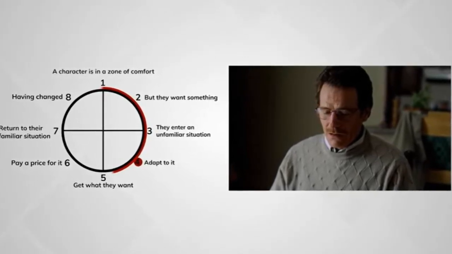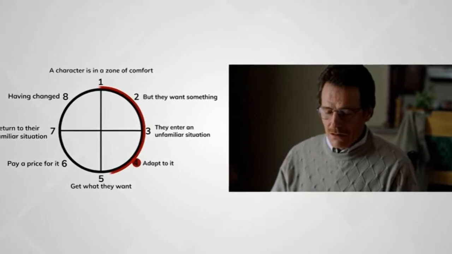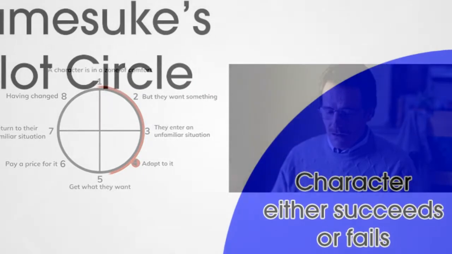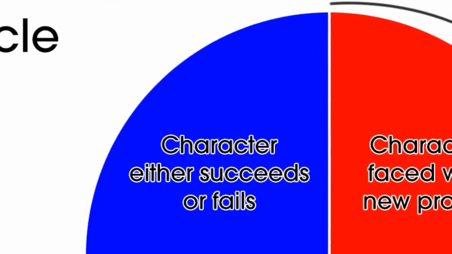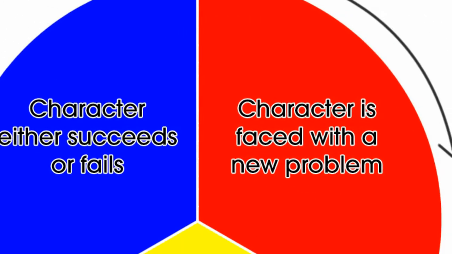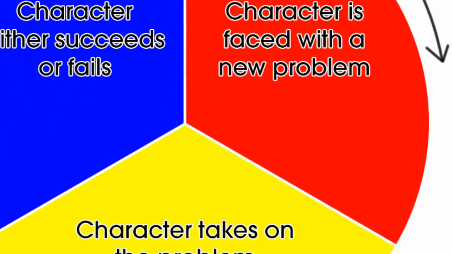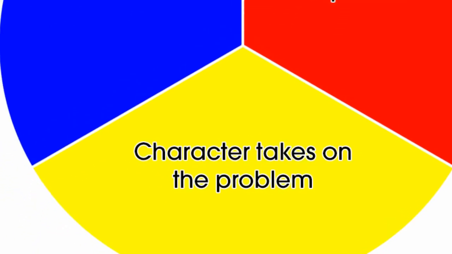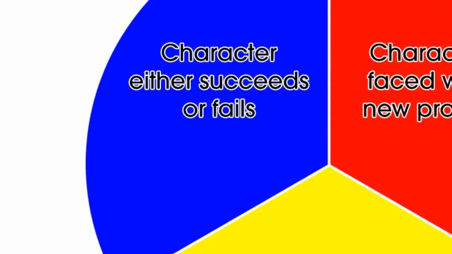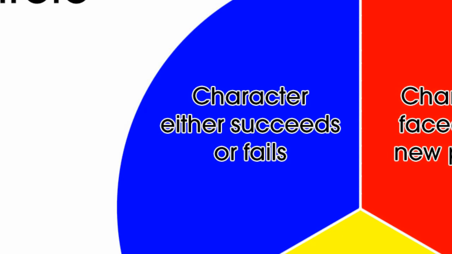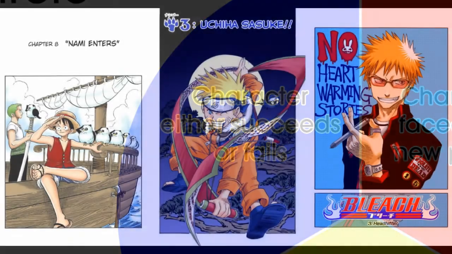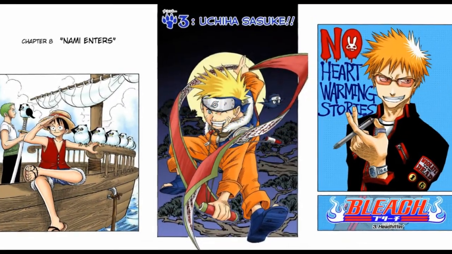This sparked the realization that I could make a more effective circle, and that's how I came up with Yumesuke's plot cycle. Instead of 8 steps, mine has 3. In step 1, the focus character is faced with a new problem. In step 2, the character takes on that problem. In step 3, the character either succeeds or fails. It's that simple. Unlike the story circle, steps don't need to be skipped here. You can watch me apply this technique to the first volumes of the Big 3 in my video titled, How to Make a Story Not Boring.